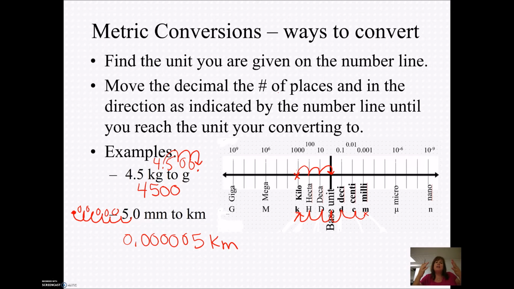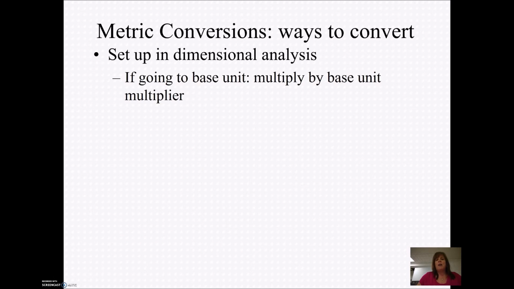So the method, if you remember the King Henry died by drinking chocolate milk, then you just move the number of spaces and in the direction. That's all you're doing with the decimal place. It makes it a lot easier to do unit conversions. However, sometimes dimensional analysis is a good way to go about it. And the reason why I bring this up is because if you take a class like physics and you're doing conversions between seconds and days and hours, then dimensional analysis is a good way to go.